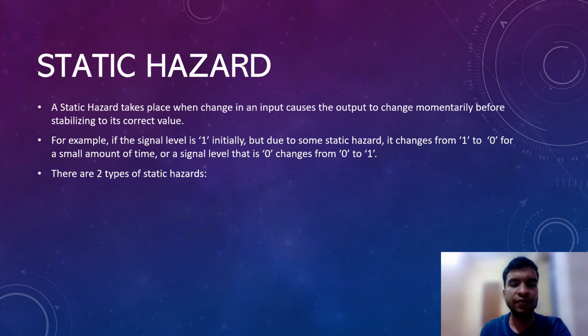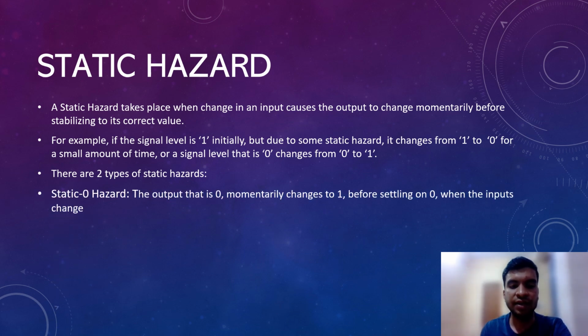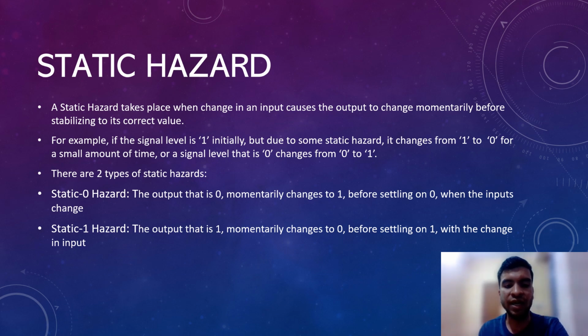So in static hazards we can see two types. A static 0 hazard, where the output that is initially 0 momentarily changes to 1 before settling down to 0 when the inputs change. And then we have the static 1 hazard. The output that is 1 momentarily changes to 0 before settling on to 1 with the change in the input.